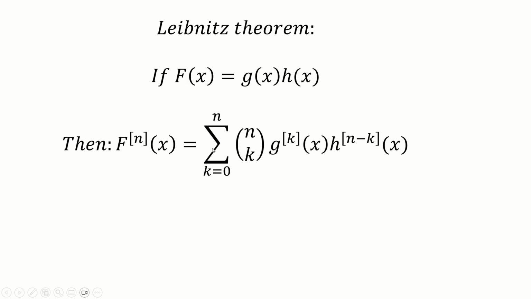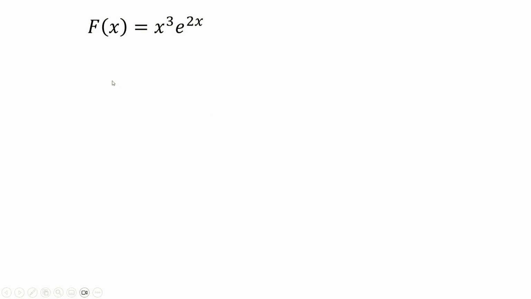Now this looks a bit like a mouthful, so let's just get some context around what this is actually talking about. So let's do an example. So f of x is this times this. Now, when we derive it once, we can just use product rule, right? So we can derive this one for 3x squared, leave this one alone, and then we can derive this one for 2e to the 2x and leave this one alone.